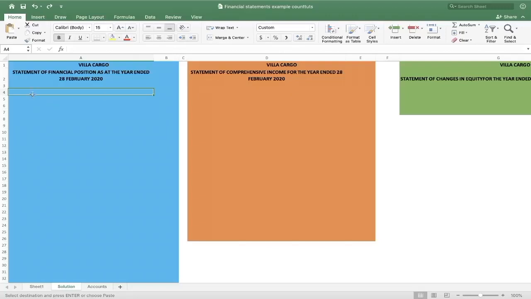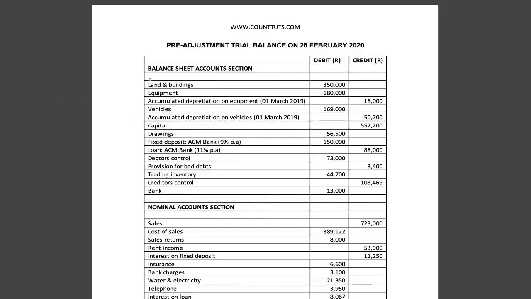So the first thing that I like to do is, in my statement of financial position, just put the assets and then put the first label, which is the non-current assets, and that's how you complete it. And then here I will have my total for the non-current assets. Okay, so the first one I'm going to put there, as you saw in the pre-adjustment trial balance, we have land and buildings, and it's 350,000 rand.